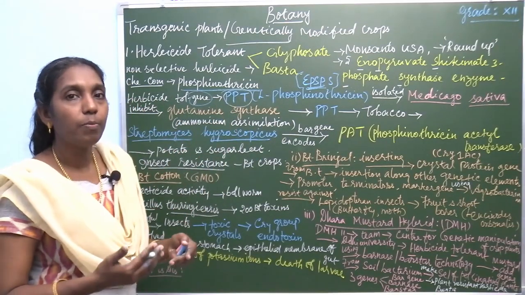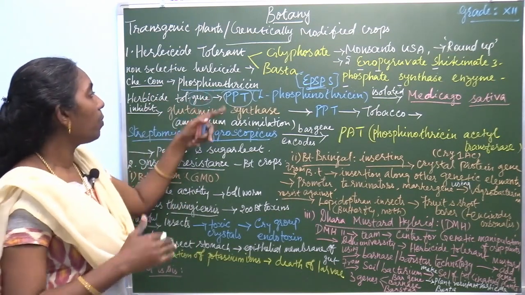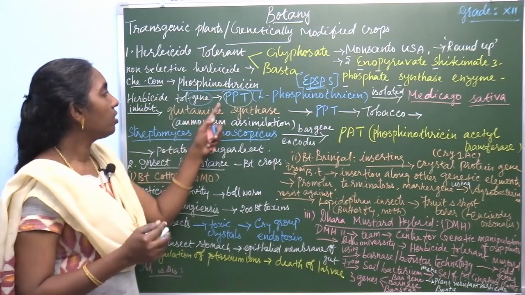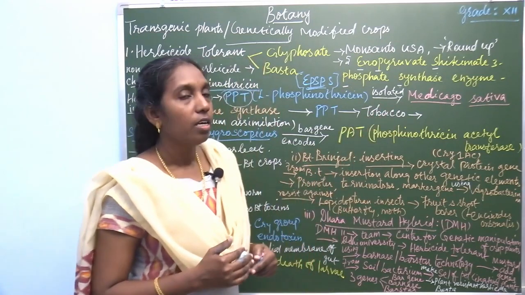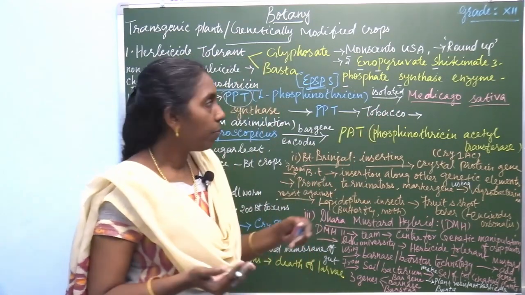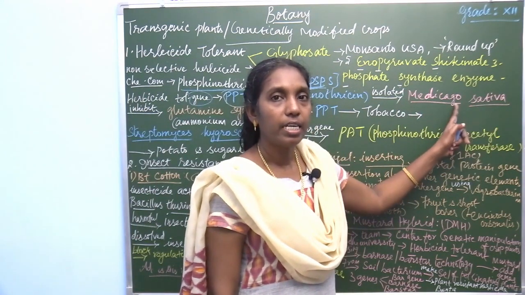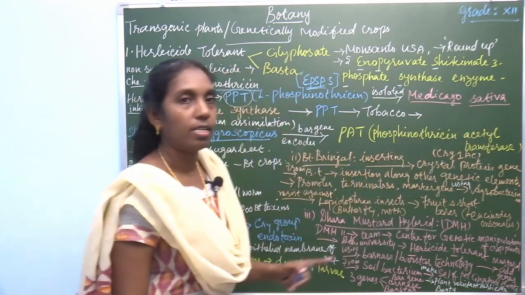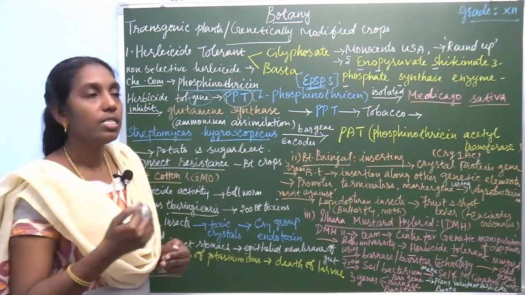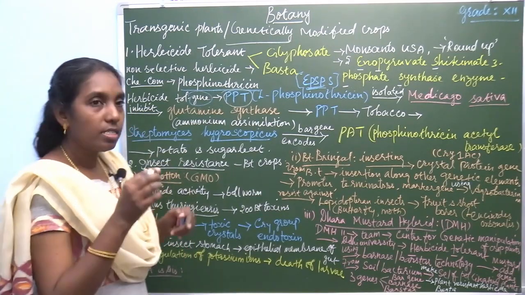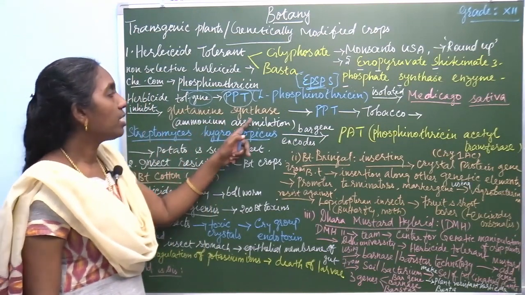When you are modifying the plant, it can tolerate this chemical compound phosphinothricin. So they are selecting the gene PPT. This gene can be isolated from a plant named Medicago sativa. From that plant, the gene is isolated, and this gene inhibits the activity of glutamine synthase.